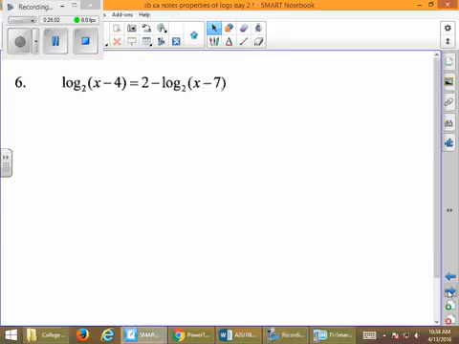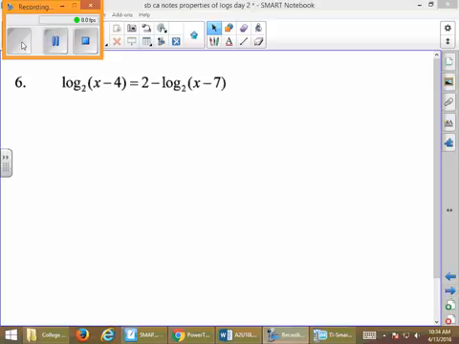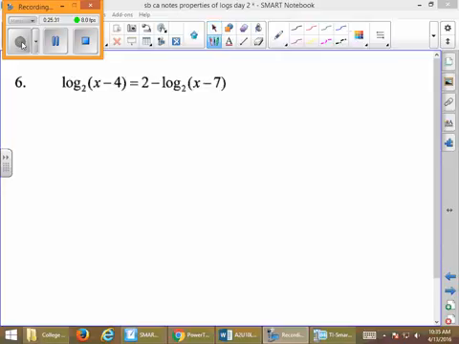Number 6. Oh yeah, we were doing notes. A little bit different here on this one, but not that much different. The thing is, on our previous examples, we've always had the logarithm on one side and not on the other. So what we're going to do is we're going to put the logarithms on the same side of the equation so we can apply our properties to that.